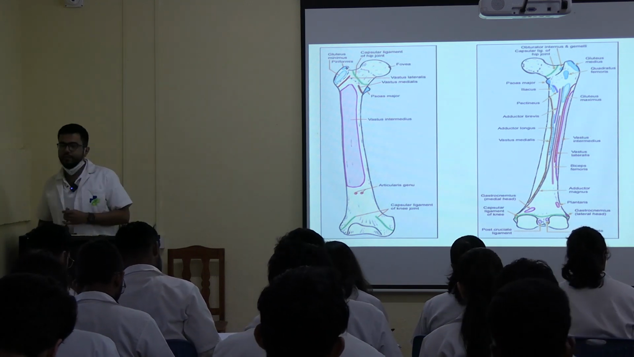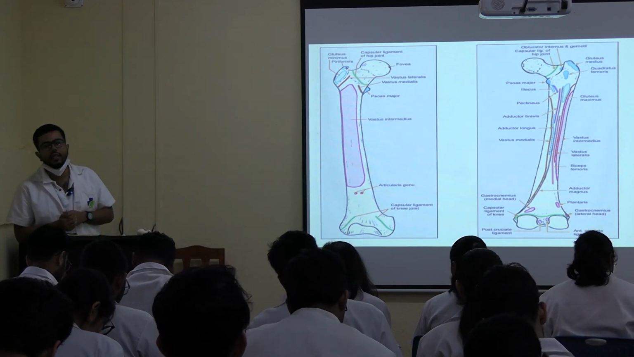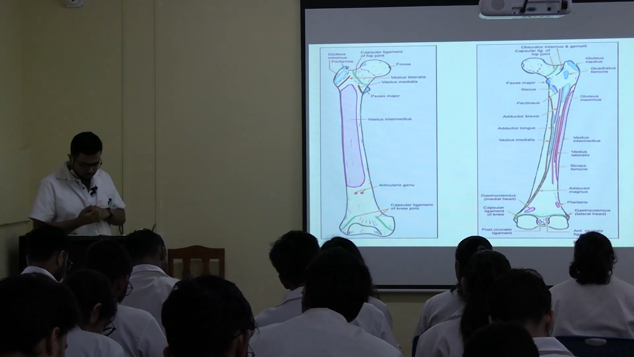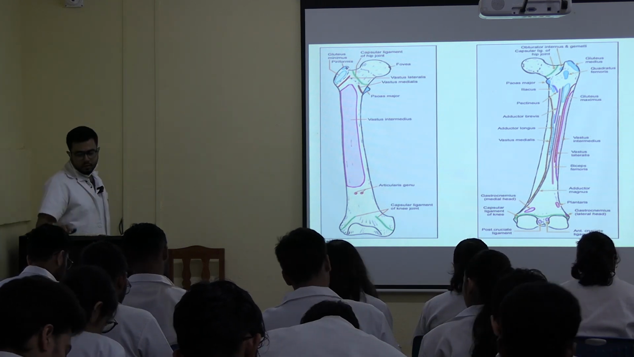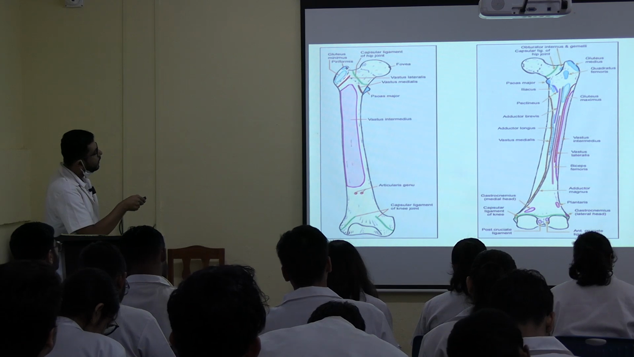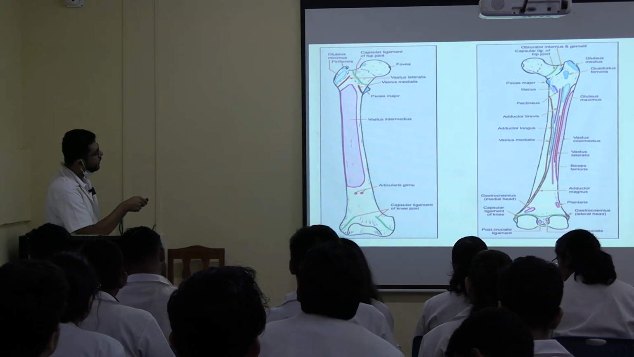Vastus lateralis takes a linear origin. It's a linear muscle, okay? Long course. It takes a linear origin starting from the upper end. This is the upper end, okay? If this is the intertrochanteric line, this is the upper end, okay? This is the lower end.